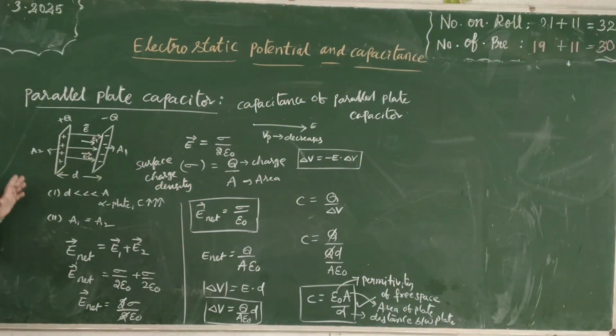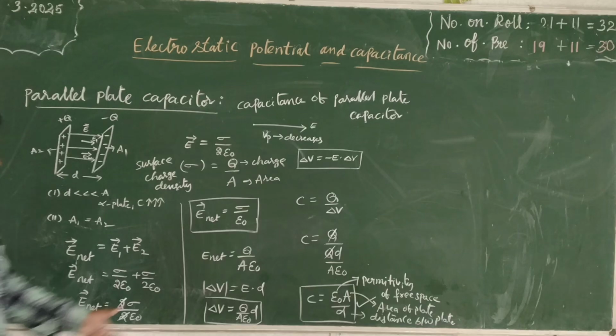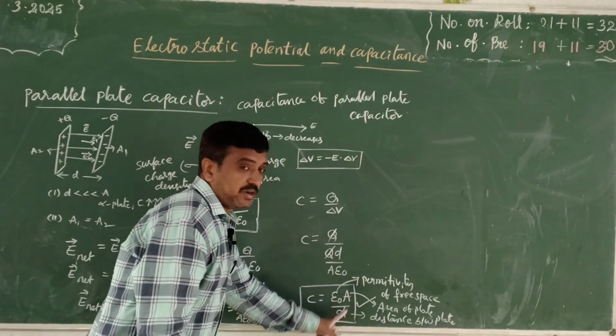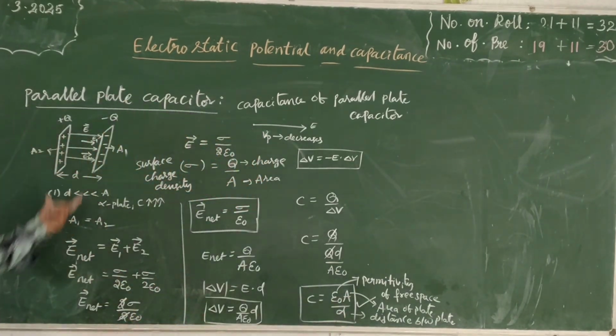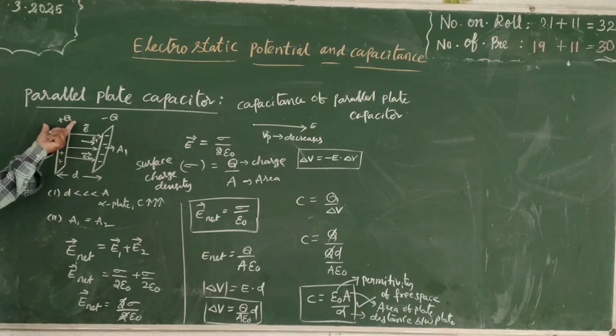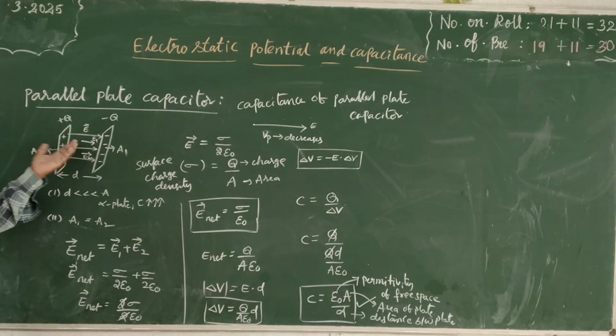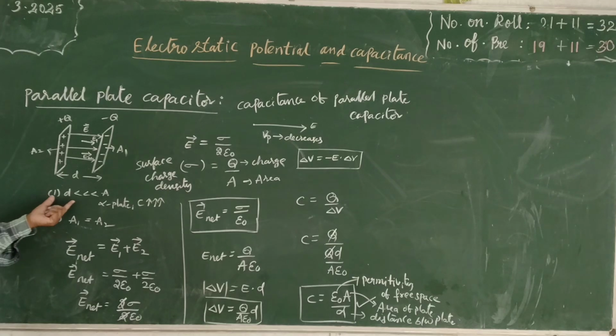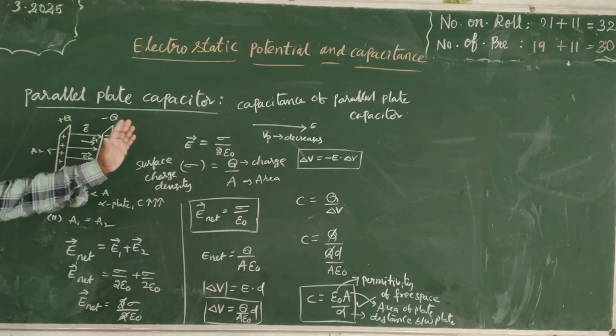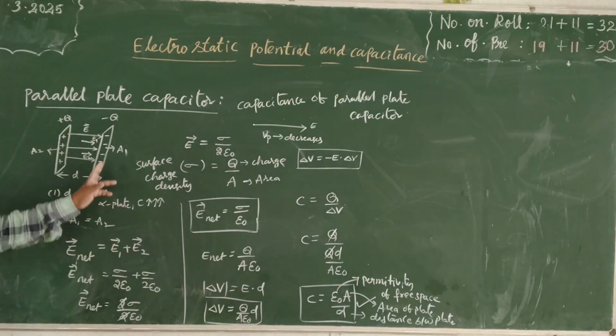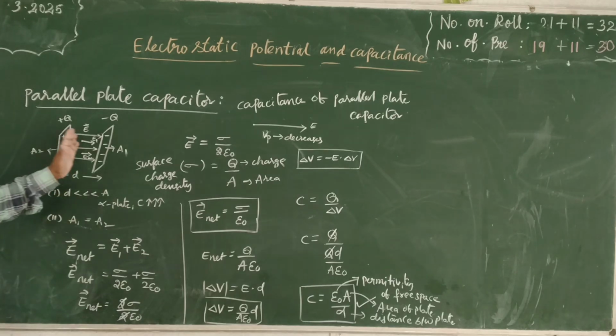What is the capacitance of the parallel plate capacitor? C equal to epsilon naught A by D. This is the process. These are the parallel plates, plus Q and minus Q. Electric field is from positive to negative. The condition is D very much less than A, so A1 equal to A2, meaning the areas of these two plates are equal. In that case, what is the net electric field? Due to the plus plate it is away from the plate, due to the minus plate it is towards the plate. So both are in the same direction, E1 and E2. So here it is the net.